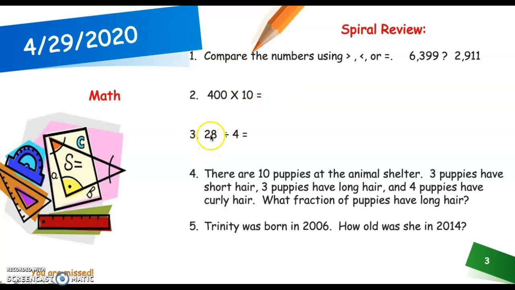Number 3, you have 28 divided by 4, and we're looking for the quotient. The quotient is the answer to a division problem, all right?